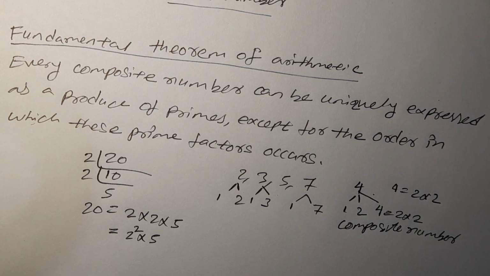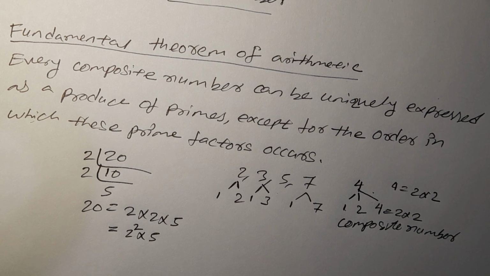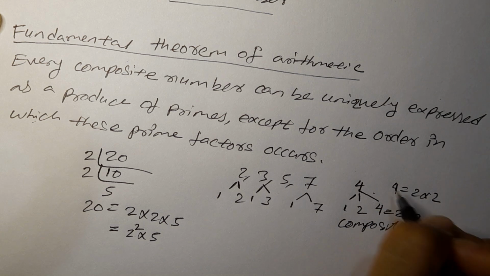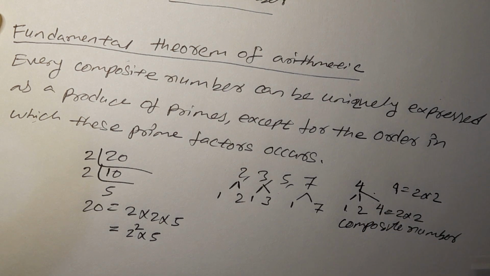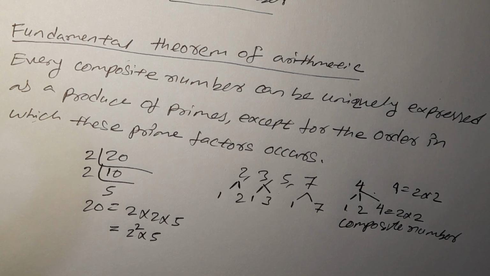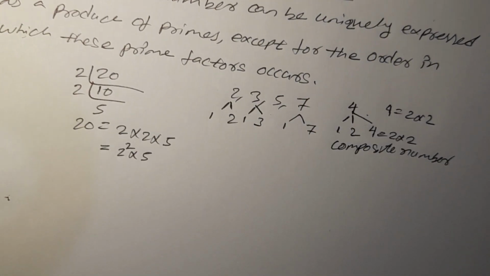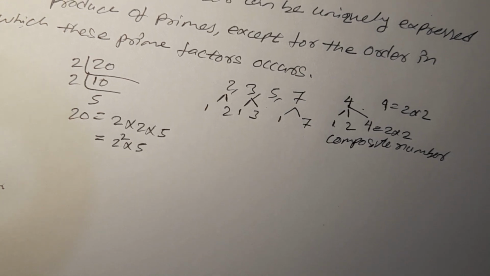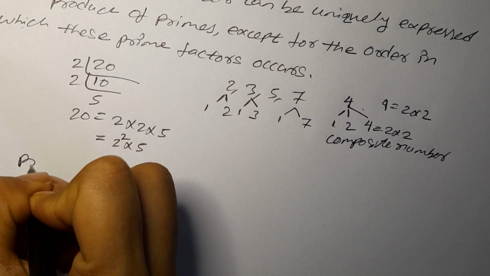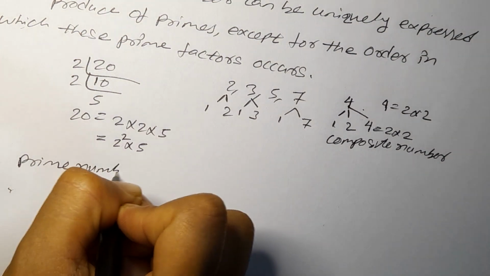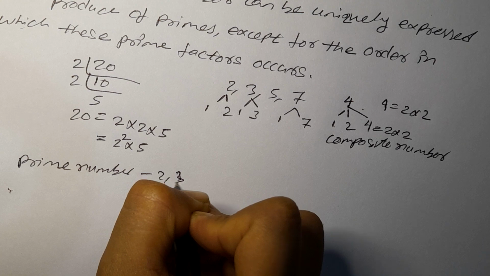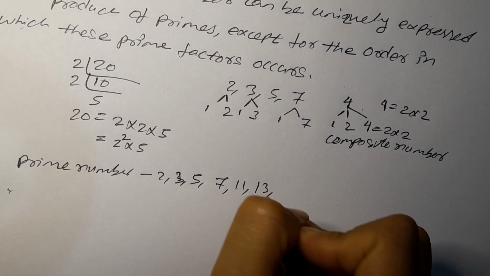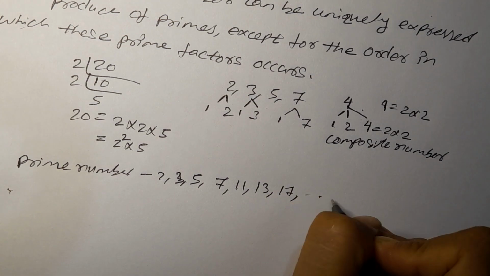So this is the fundamental theorem of arithmetic. It states any number, meaning any composite number. What is the first composite number? The first composite number is 4. The first prime number is 2. First we need to know what a prime number is: the number which is divisible by 1 and itself. Examples: 2, 3, 5, 7, 11, 13, 17. It goes up to infinity.